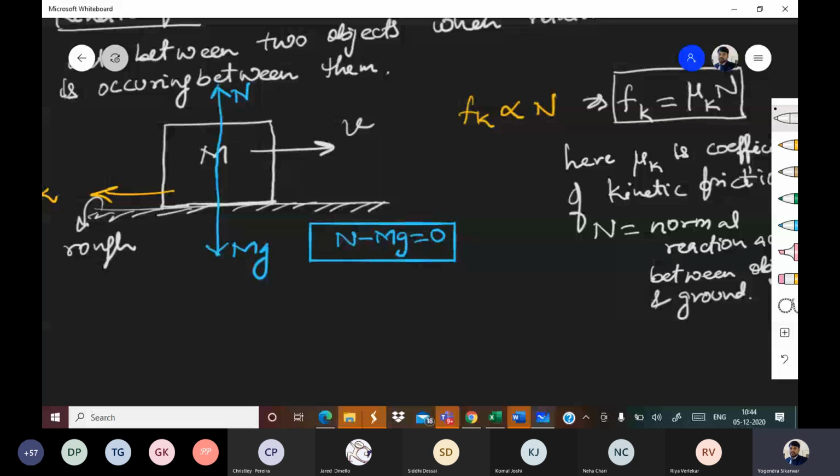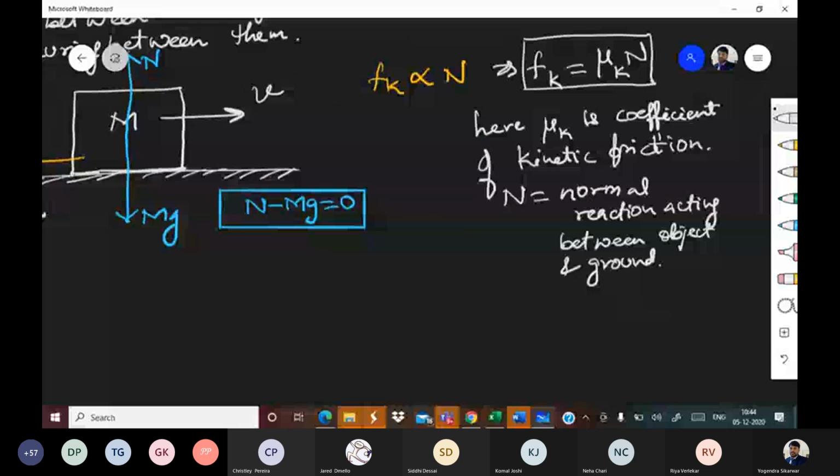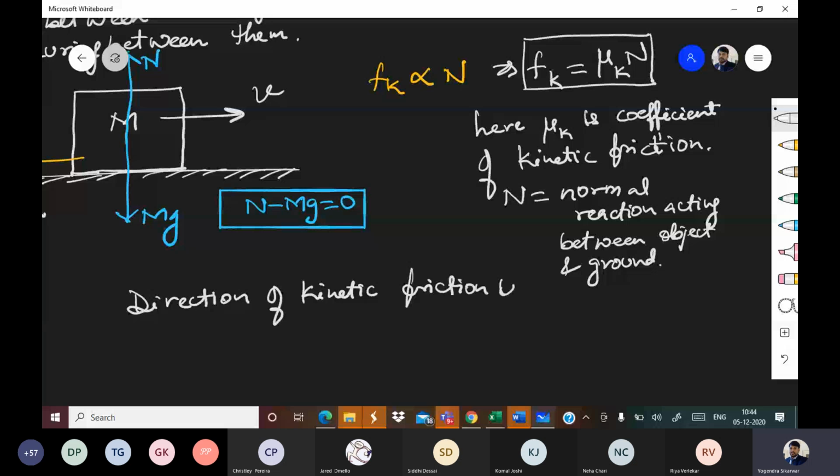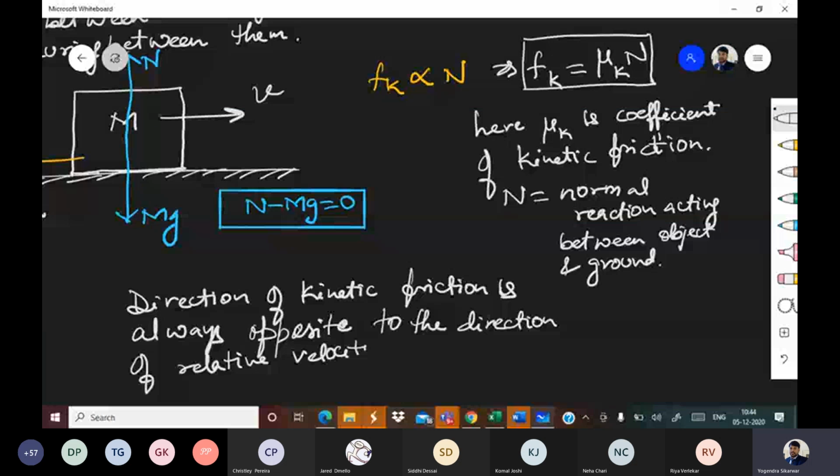Now comes the direction of kinetic friction. The direction of kinetic friction is always opposite to the direction of relative velocity.